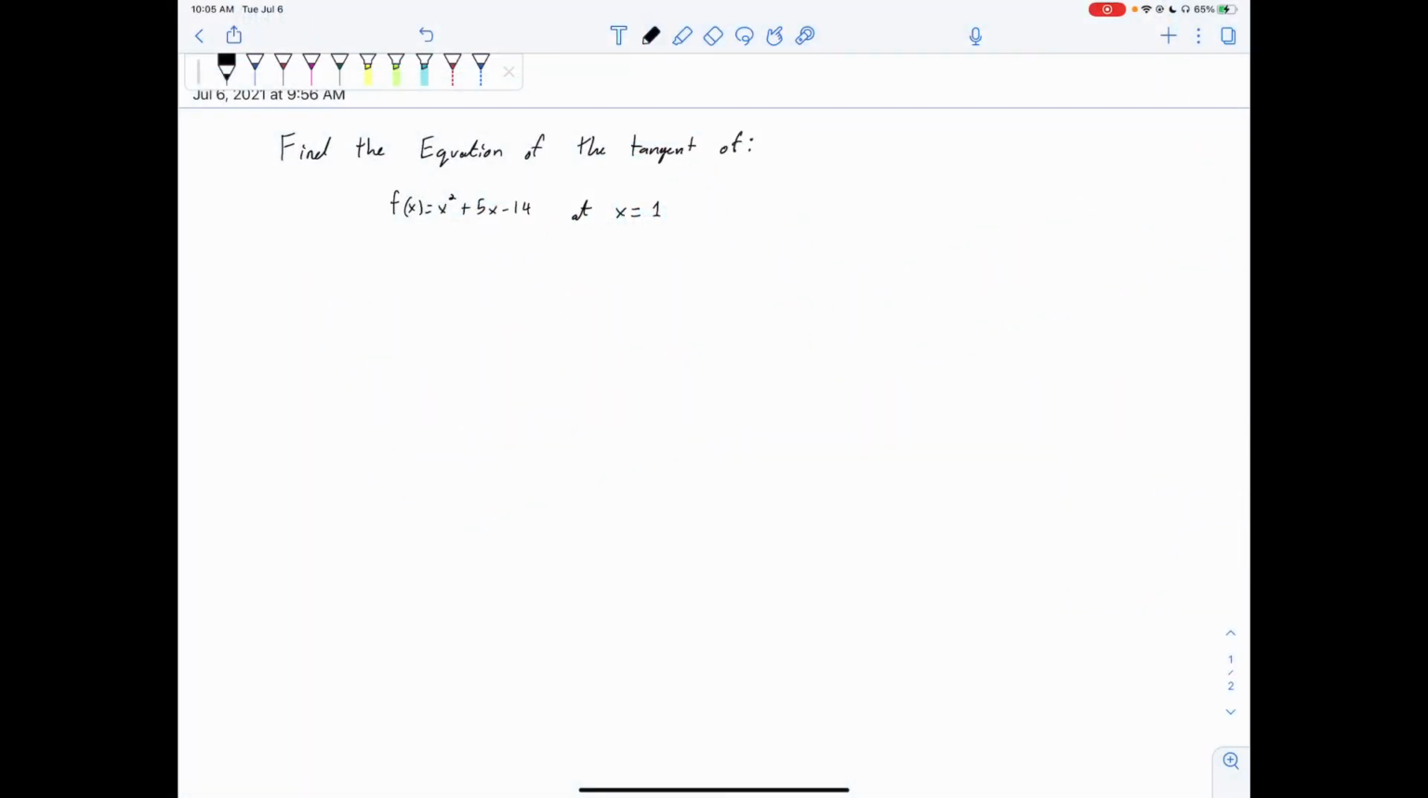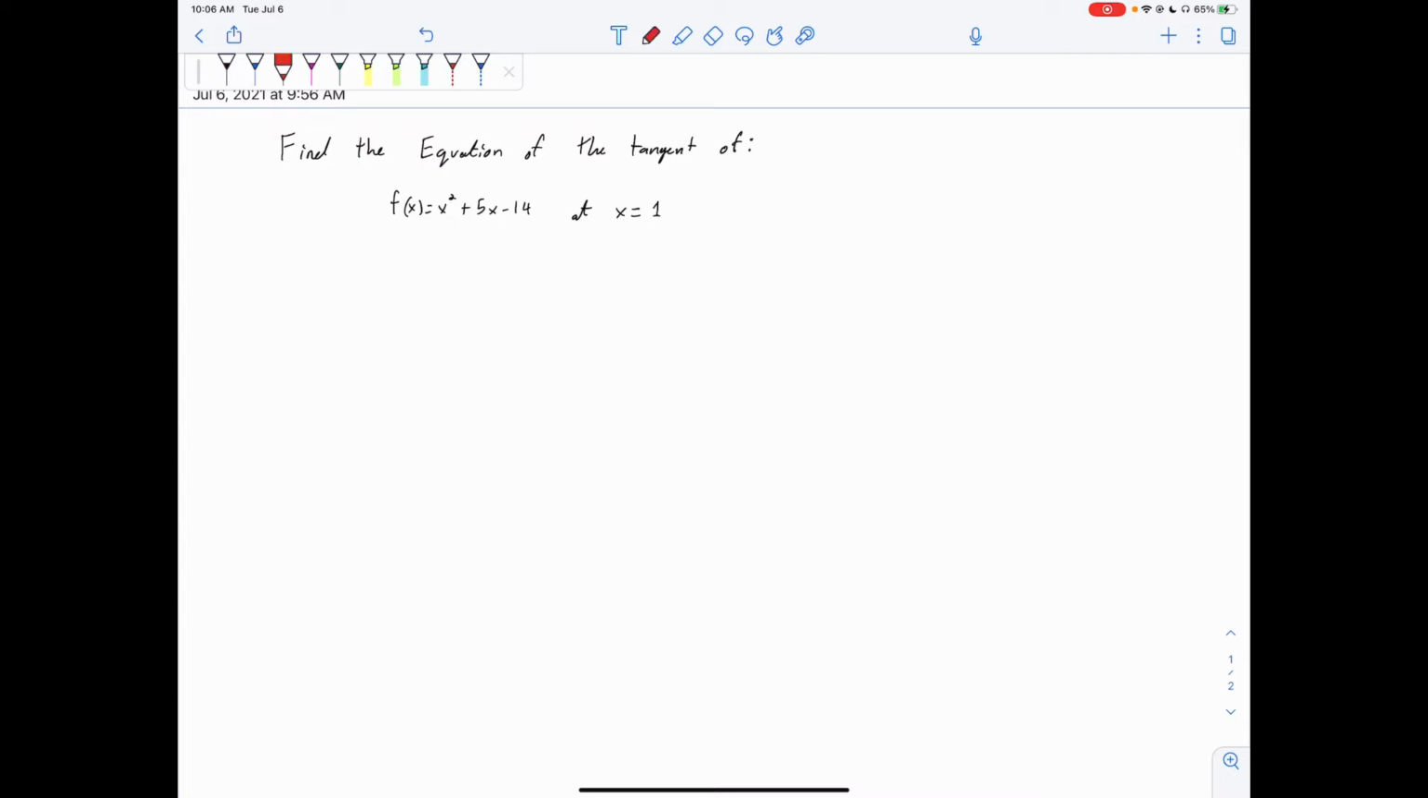Hi everyone. So today we're going to be looking at finding the equation of a tangent to a function when you're given an x value. So here we have our function x squared plus 5x minus 14, and it tells us to find the equation of the tangent when x equals 1.